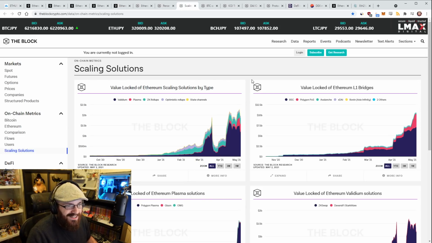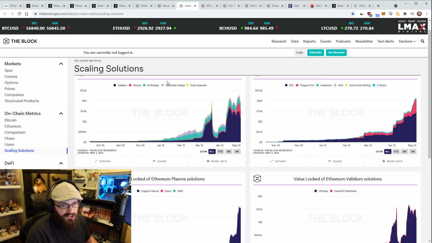All right, so since the last data pump video, The Block has added scaling solutions metrics, which I think is really cool here. So you can see here now the value locked of Ethereum scaling solutions by type in the first chart on the left here.